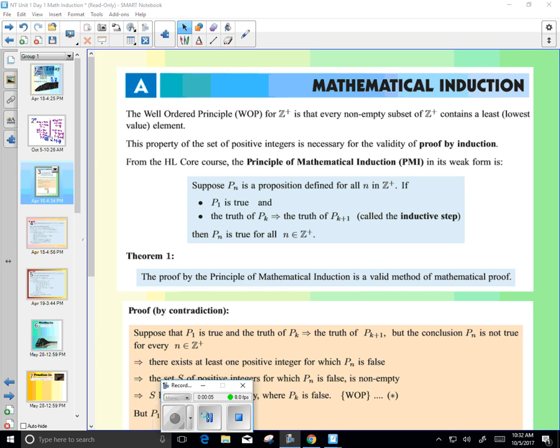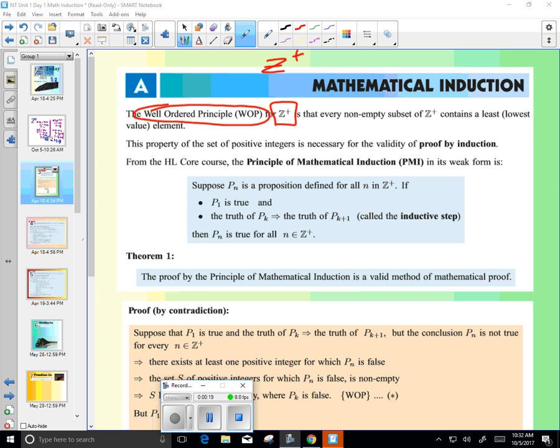Math induction is a proof method, and they bring up this well-ordered principle, WOP, for positive integers. Whenever you see Z plus, what's the first value we're talking about? 1. So this is like x is an element of {1, 2, 3, and so on}. This well-ordered principle takes a look at all of these whole numbers, and then it starts with the least and goes to the greatest. And so we do have an order to these, and that helps us with the math induction proof.